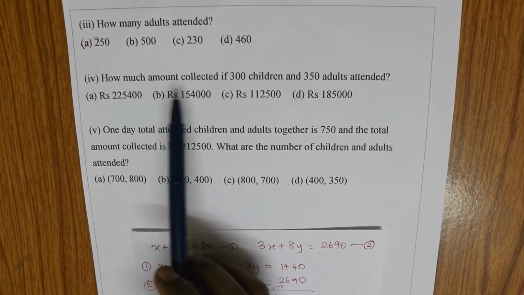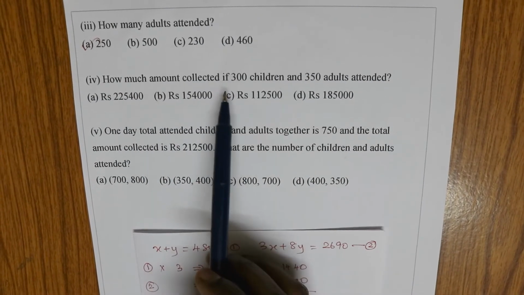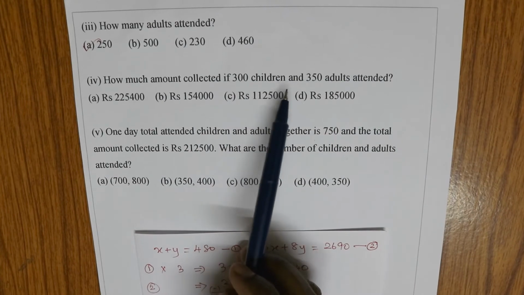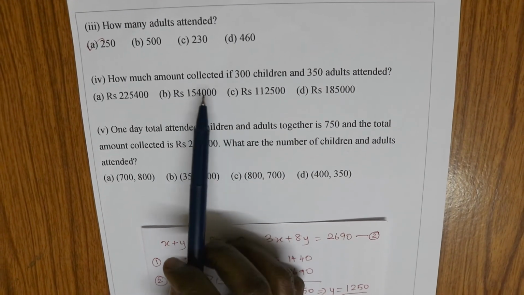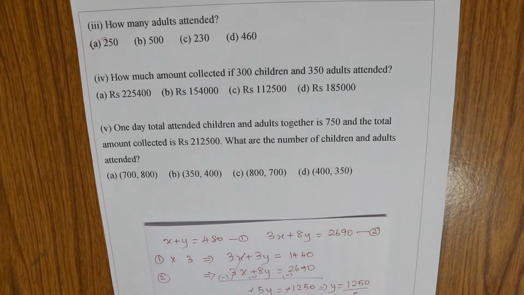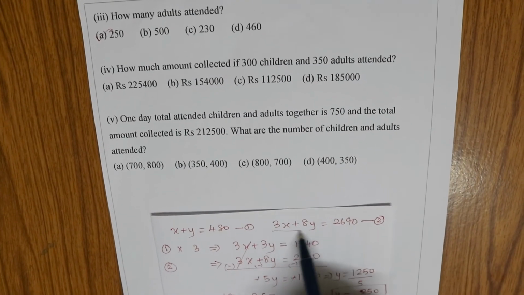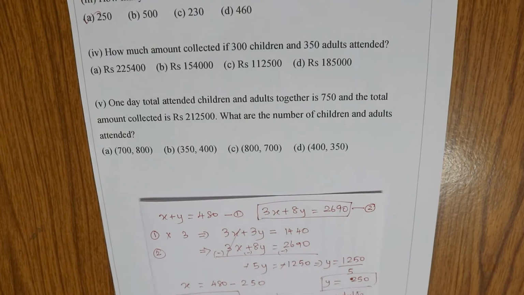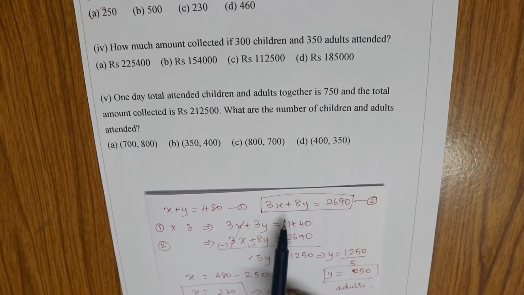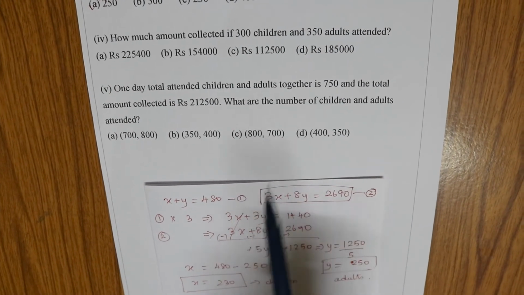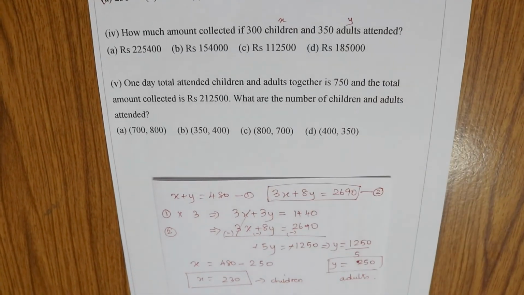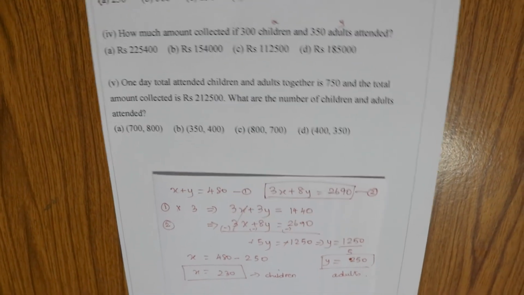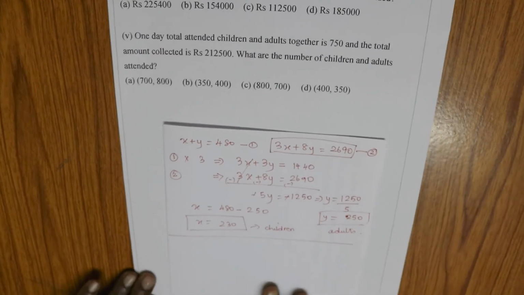How much amount got collected? If 300 children and 350 adults attended, how much amount got collected means you have to consider this equation. This equation was the amount, but you actually reduced it. Now x is denoting the number of children, y is denoting the number of adults. So how will you do the fourth subdivision?